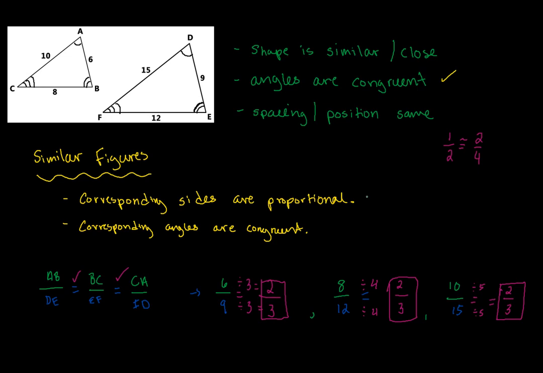And again, you can also look at the corresponding angles. A and D, those two are the same. B and E, they're marked as the same. And then C and F, those are marked the same. You could also do that, for example, if this was labeled as 60 degrees and this was labeled as 60 degrees, that would also denote them as congruent. So you have to have two things. You have to have that corresponding sides are proportional, and you also have to have that corresponding angles are congruent. And you can prove it like this.